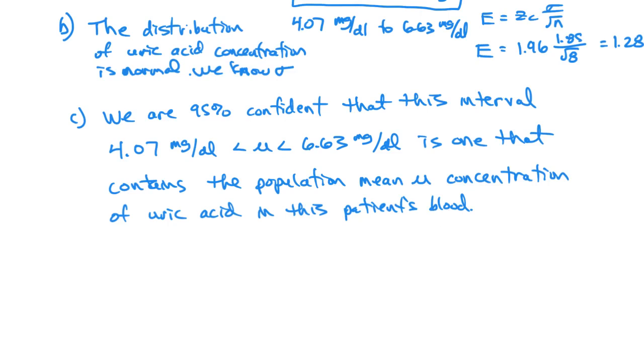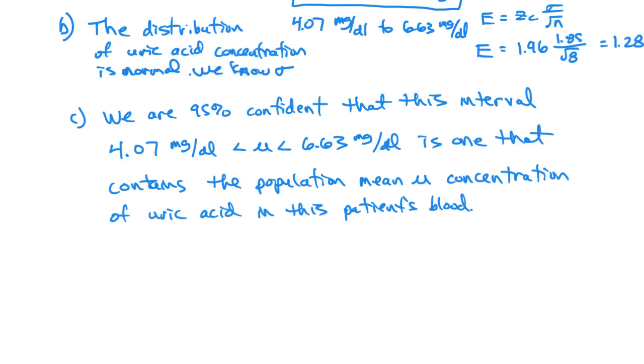So again, I mentioned this quite a bit, but we have to pay attention to all the details, right? We can't be sloppy about this. So we are using our sample mean to make a prediction about the population mean. And in this case, the population mean is the population mean of uric acid in this particular patient's blood. Okay, so we have to be a little careful about the little details, of course. And that's how we interpret the results.